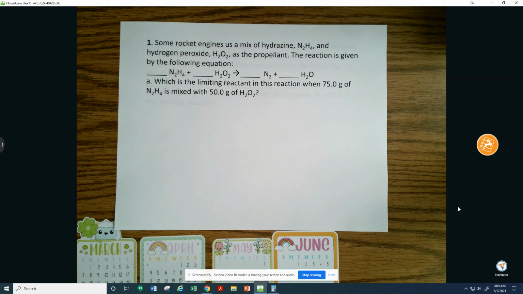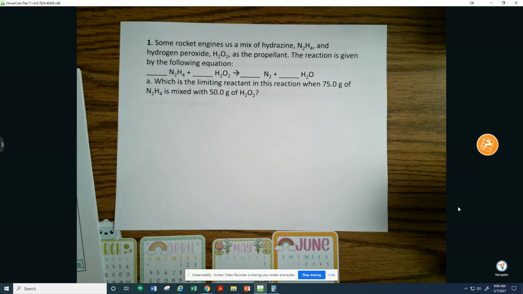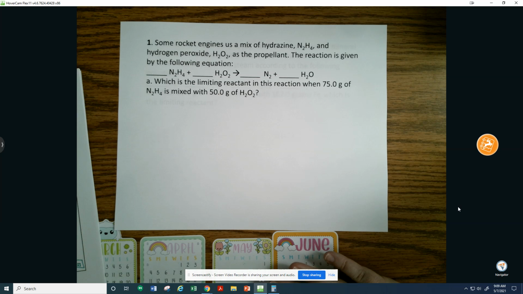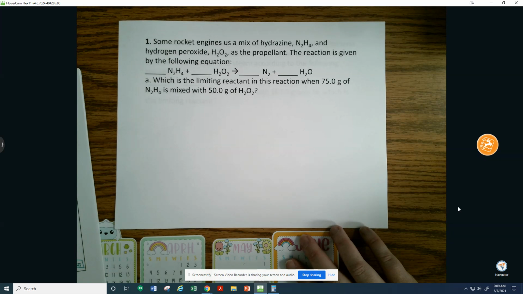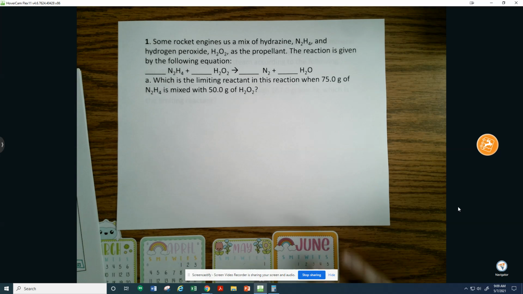So the first scenario that we have is an application, which is really important. You don't want to have a limiting reactant, or not enough of a certain reactant, if you are launching a rocket. It uses hydrazine, which is N2H4, and hydrogen peroxide for a propellant. When that reaction takes place, the products formed are nitrogen gas and water. What we're going to do is identify what our limiting reactant is.